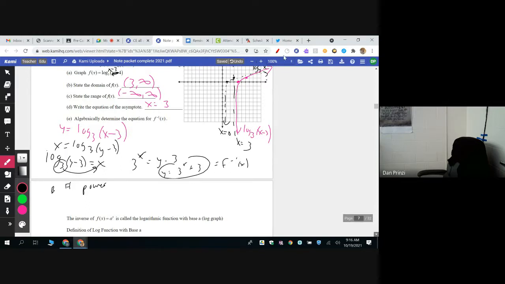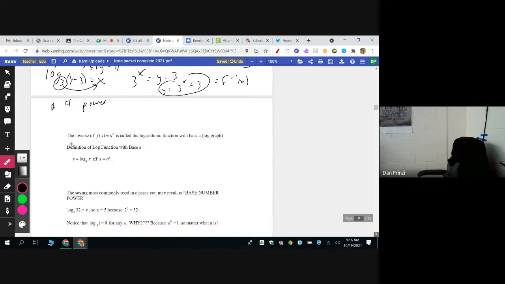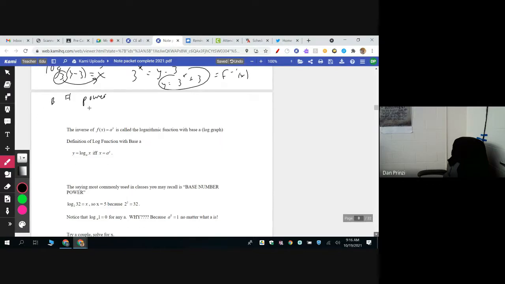Okay, let's practice it more. The inverse of a to the x is called the logarithmic function. This is a log function if and only if x equals a to the y. Again, if you swing it up, a to the y equals x. What I always tell kids, logs are exponents.